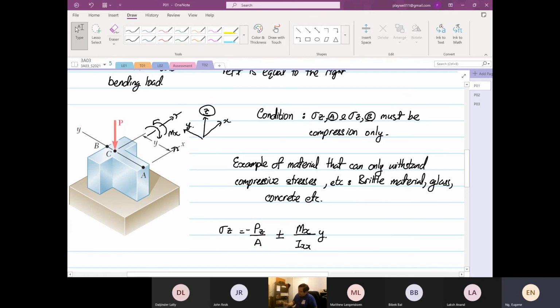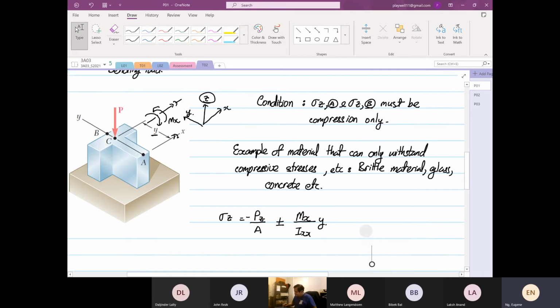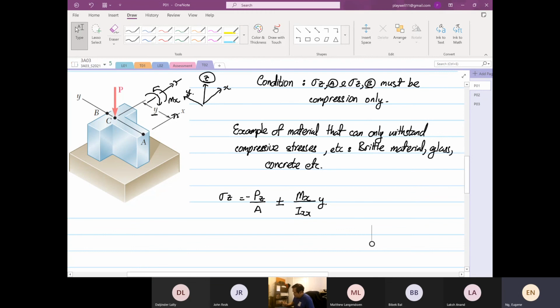So with the arrow that I've just drawn, depending on where the centroid is, A can be compression, and B can be tension. But we are going to adjust the y distance. We're going to find the limits of the y distance such that point A and point B has to be compression.